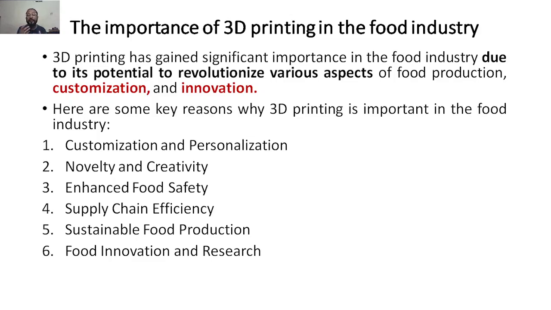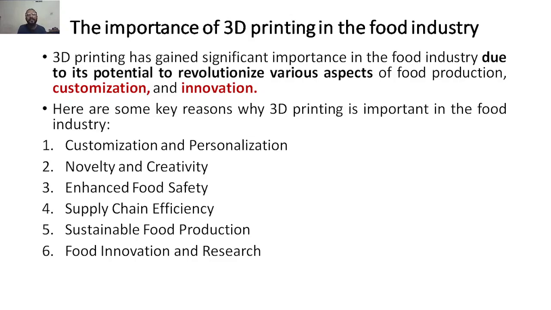Next, supply chain efficiency. In the sense that to produce the food, we have to buy the raw materials from different places, and a lot of tedious processing is involved. So there also we can have supply chain efficiency, where we can have better applications and sustainable food production.